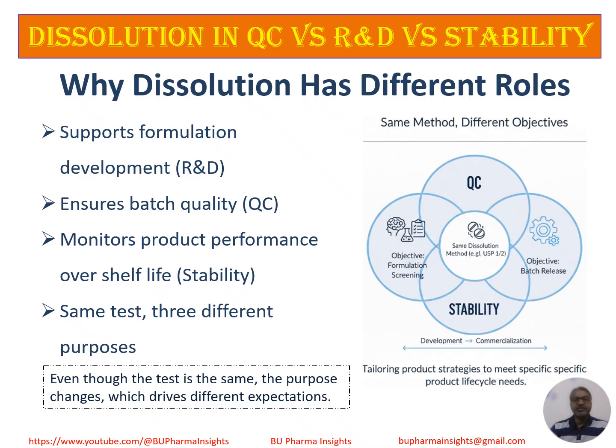Dissolution testing is multifunctional. It serves three distinct purposes across the product life cycle. In R&D, it supports formulation development and understanding. In QC, it ensures batch-to-batch quality, and in stability, it monitors product performance over the shelf life. Because these goals are different, the acceptable variability, method flexibility, and sensitivity also differ at each stage. So even though the test looks the same, the purpose changes, and that drives different expectations.